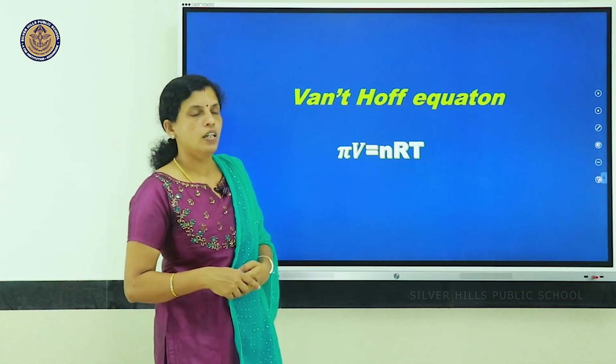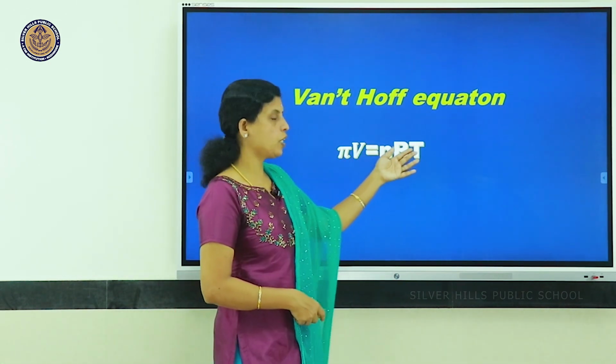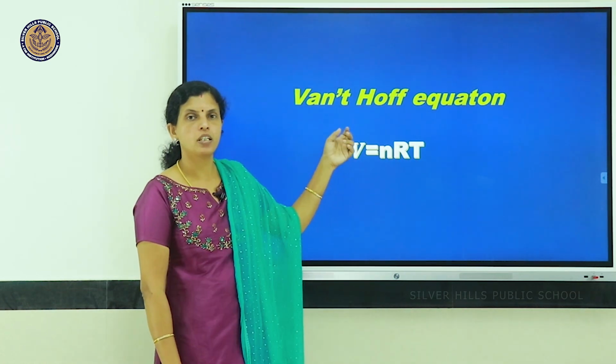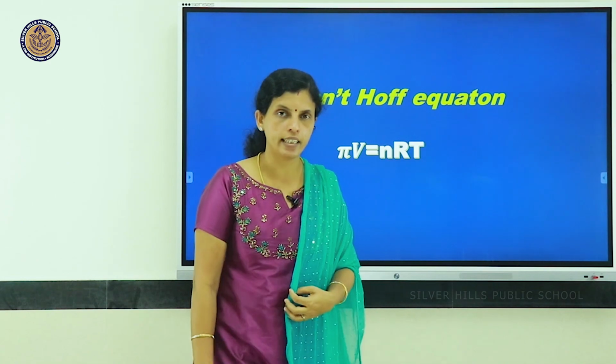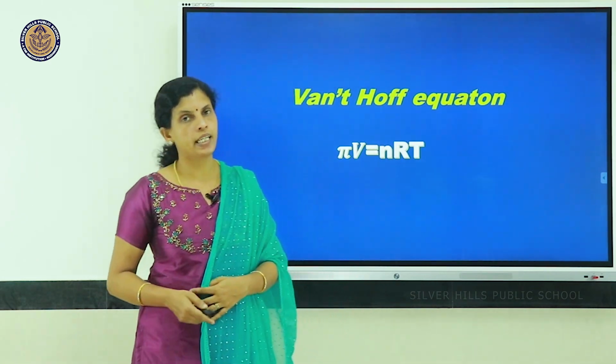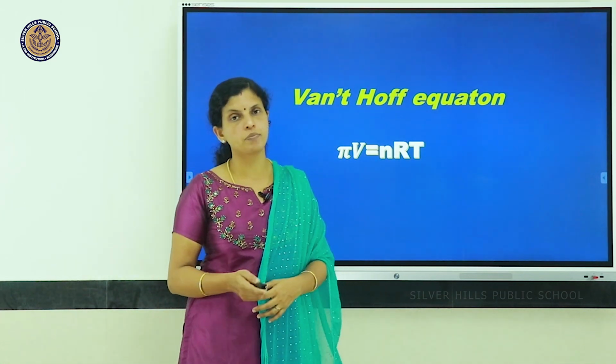Then this Van't Hoff equation can again be modified as pi V equal to nRT, where pi stands for osmotic pressure, V is the volume of solution in liter, n is the number of moles of solute, R is the universal gas constant, and T is the temperature of the solution, which should be in Kelvin.